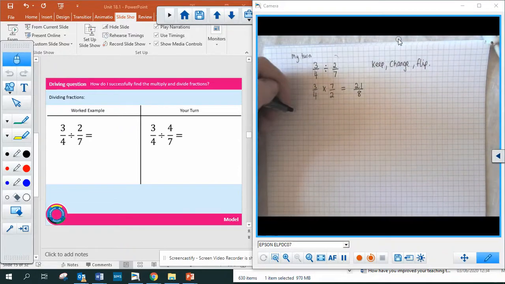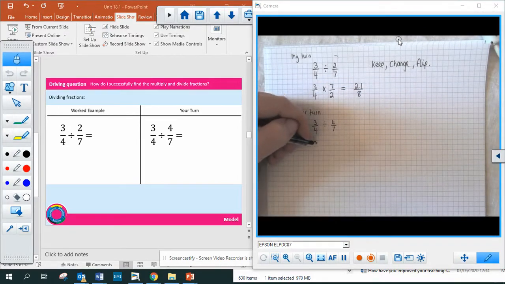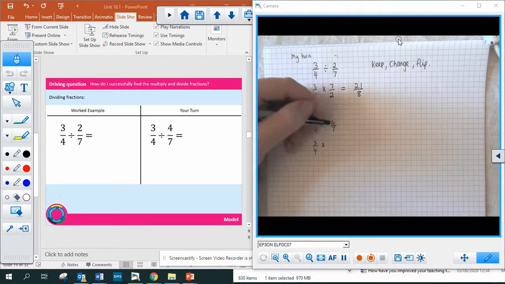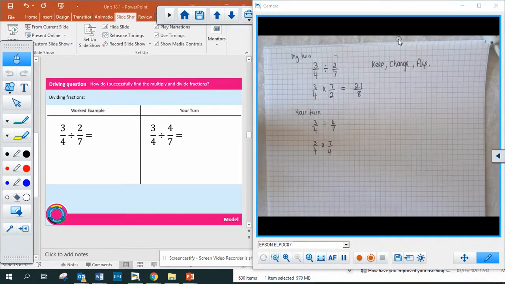Okay, so let's have a look at your turn then. So your turn asked you to do 3/4 divided by 4/7 this time. Okay, rule, keep your first fraction, change your division to a multiplication, and flip your last fraction to its reciprocal, so 7 over 4. Okay? Then multiply as normal. 3 times 7 is 21. 4 times 4 is 16. And that was your final answer there. So well done if you got that again.